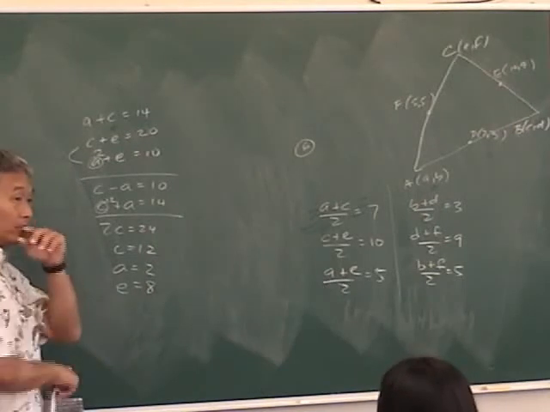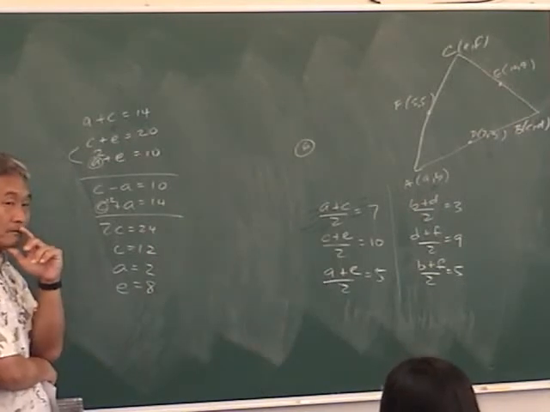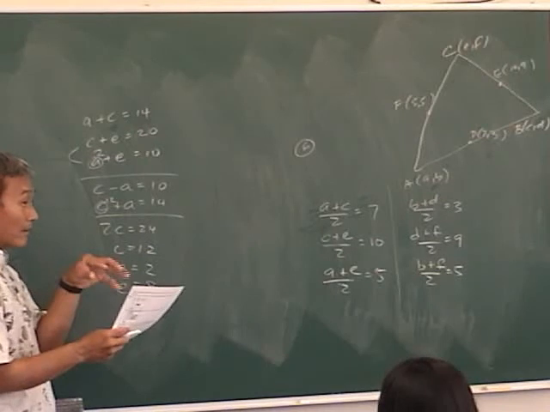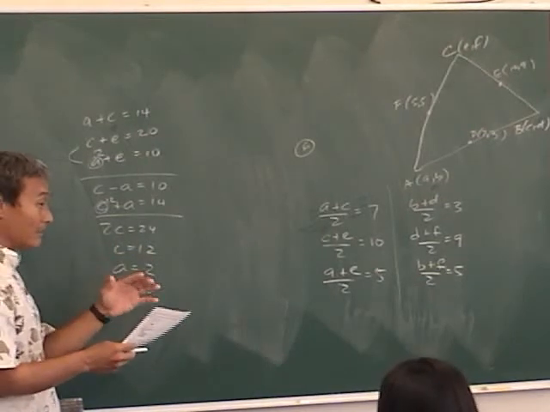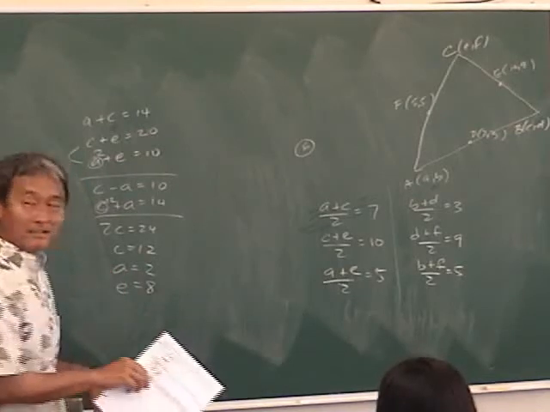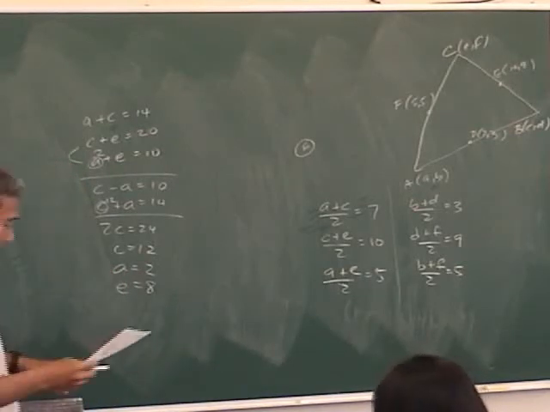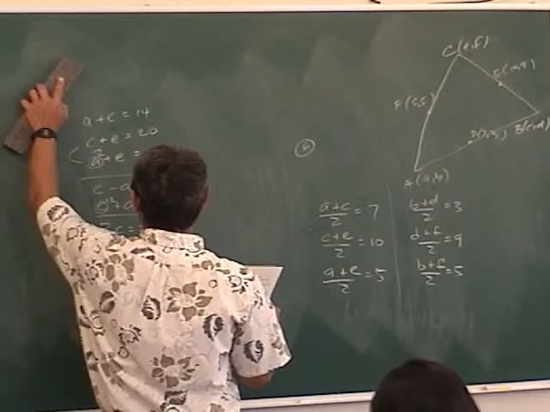What did you guys do? I don't know. If I see the word midpoint, I'm going to use the midpoint formula, right? If I see equidistant, I'm going to use the distance formula. Okay, whatever. Oh, this is a good problem.